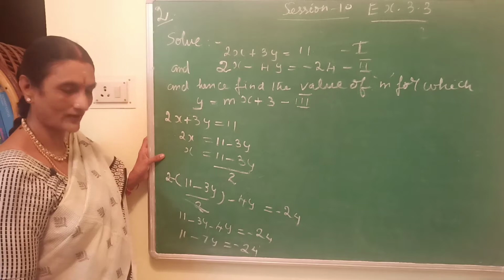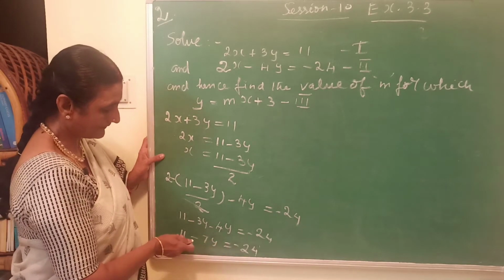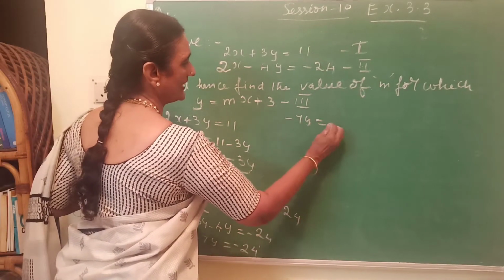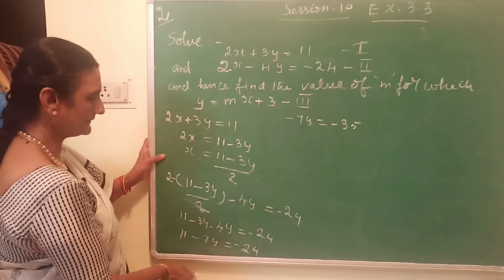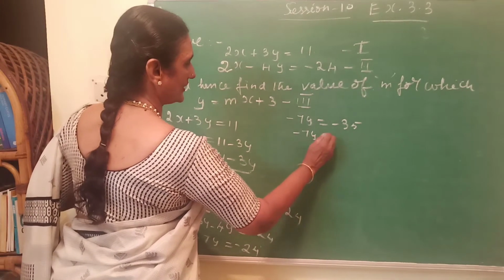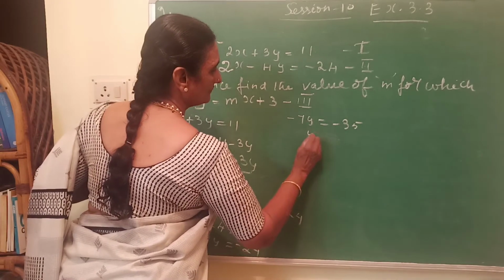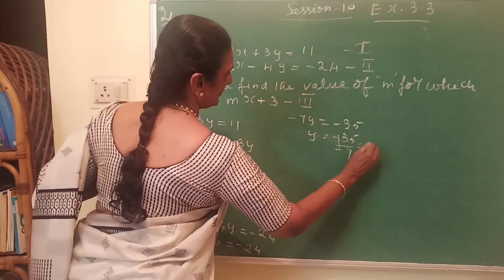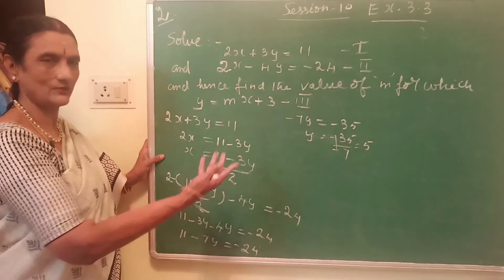Can you tell me what is the next one? So minus 8y, 11 goes to the other side. So you will get minus 8y is equal to minus 35. Therefore y is equal to minus 35 by minus 7, that's equal to 5. Clear? Are you understanding? Y is equal to 5.